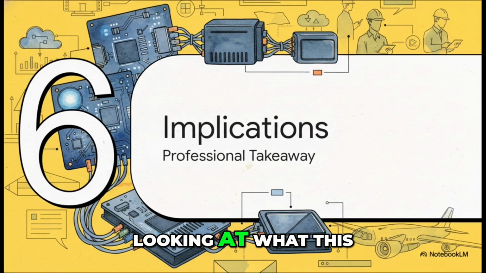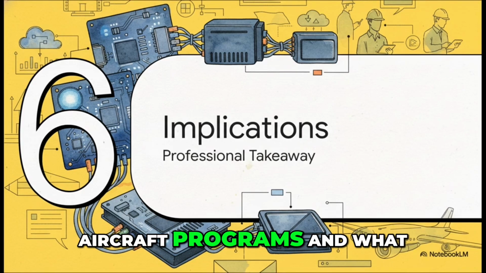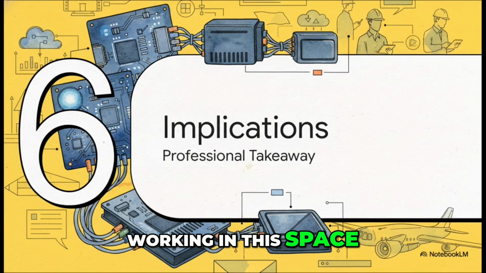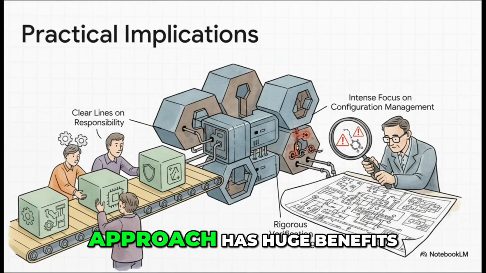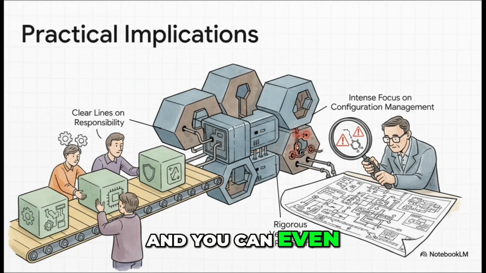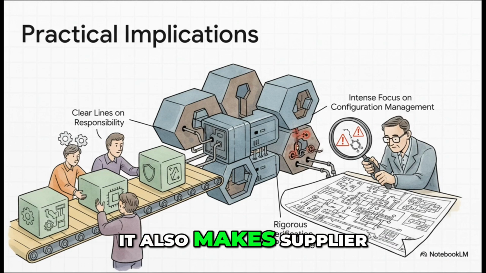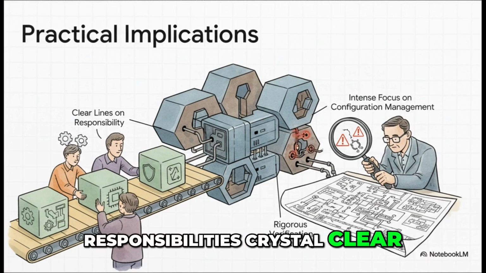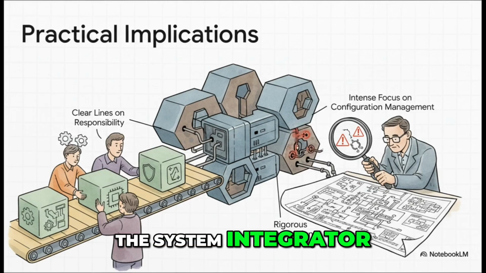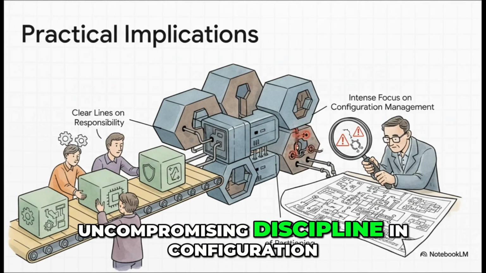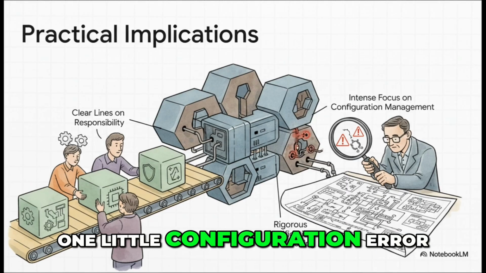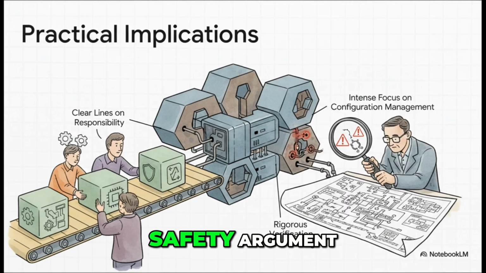Let's wrap up by looking at what this all means for actual aircraft programs and what the key takeaways should be for any engineer working in this space. For a program, going with an IMA approach has huge benefits. It allows for modularity, reuse of software, and you can even certify things incrementally. It also makes supplier responsibilities crystal clear. But, and it's a big but, it puts a massive amount of pressure on the system integrator. It demands absolute, uncompromising discipline in configuration management and in verifying those partitioning mechanisms. One little configuration error can compromise the entire safety argument.